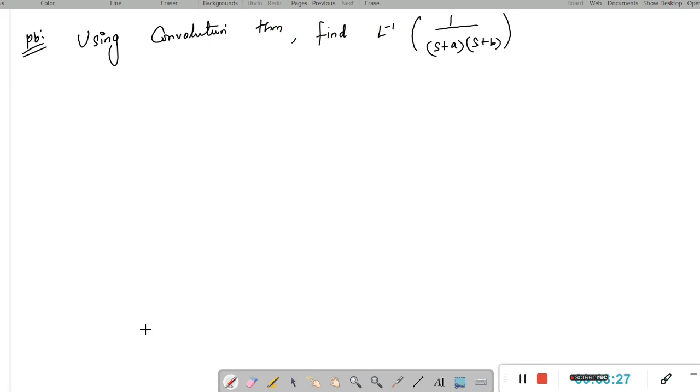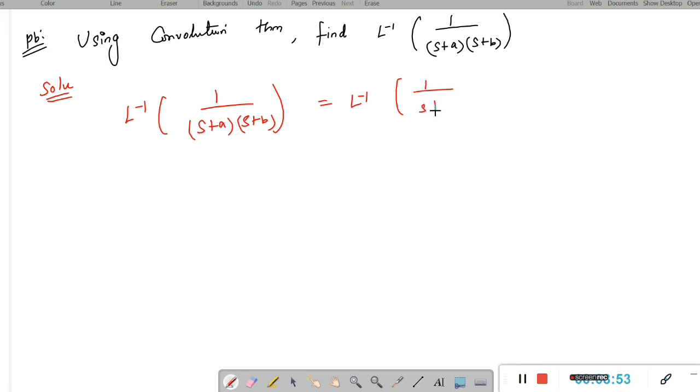So problem, using convolution theorem, find L inverse of 1 by s plus a into s plus b. So L inverse of 1 by s plus a, s plus b. Now I am going to rewrite the product of two functions.